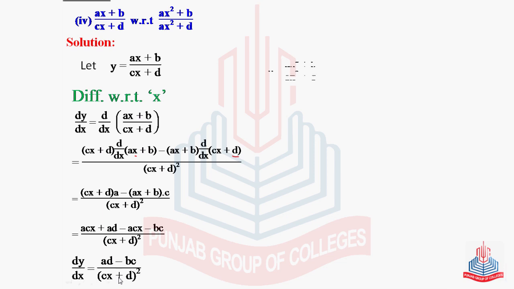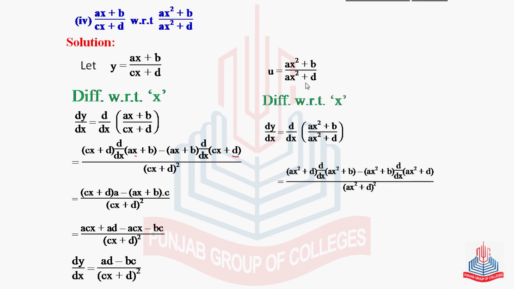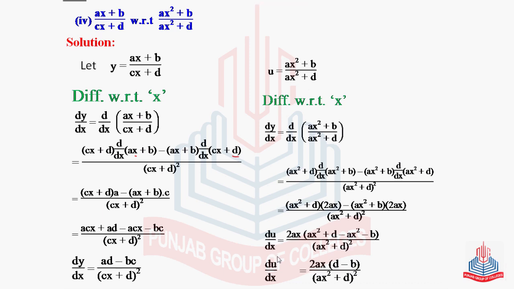And similarly, when we apply the derivative on the second function, which is named u, (ax square plus b) divided by (ax square plus d). So differentiating with respect to x, applying the derivative by using the quotient theorem, we have this du by dx, which is 2ax(d minus b) divided by (ax square plus d) whole square.